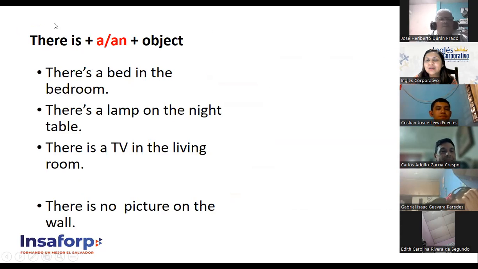Okay, so there is, we use this expression to say what exists in a place. There is, and we use a or an, and then we mention the object. Okay, when do I use an?